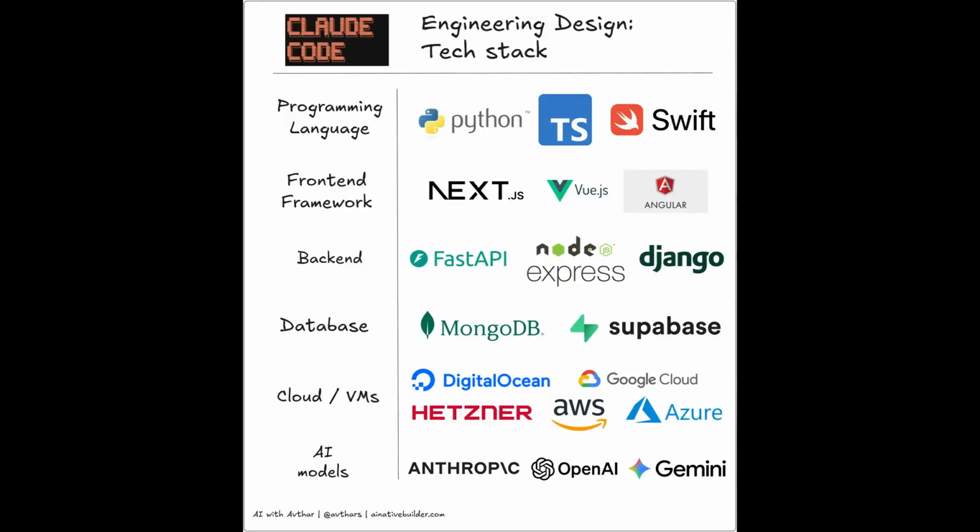Now, depending on the type of product that you're building, you'll need to decide on things like what programming language you're going to use, your preferred front-end framework, back-end framework, things like your database choice, your hosting and infra provider, as well as any other details about the components that you'd like to use in your project.